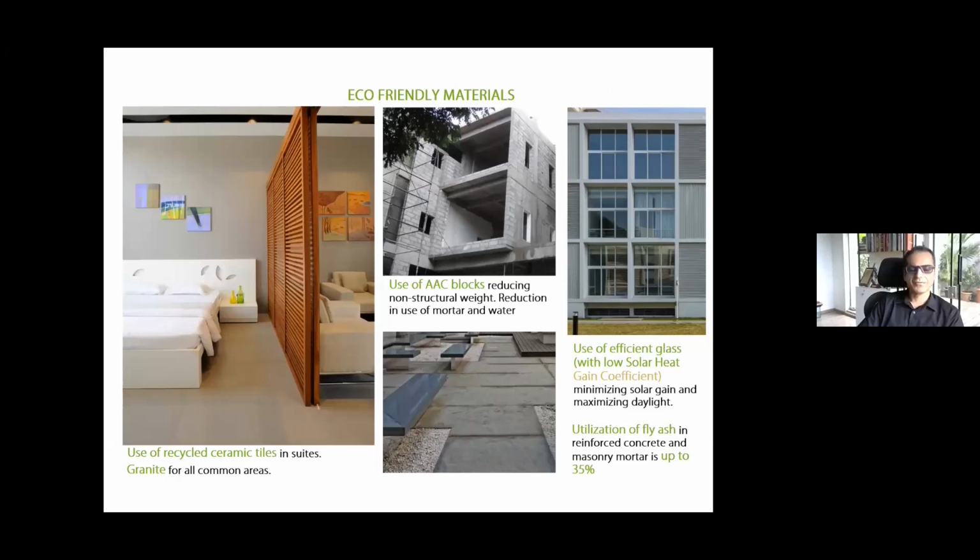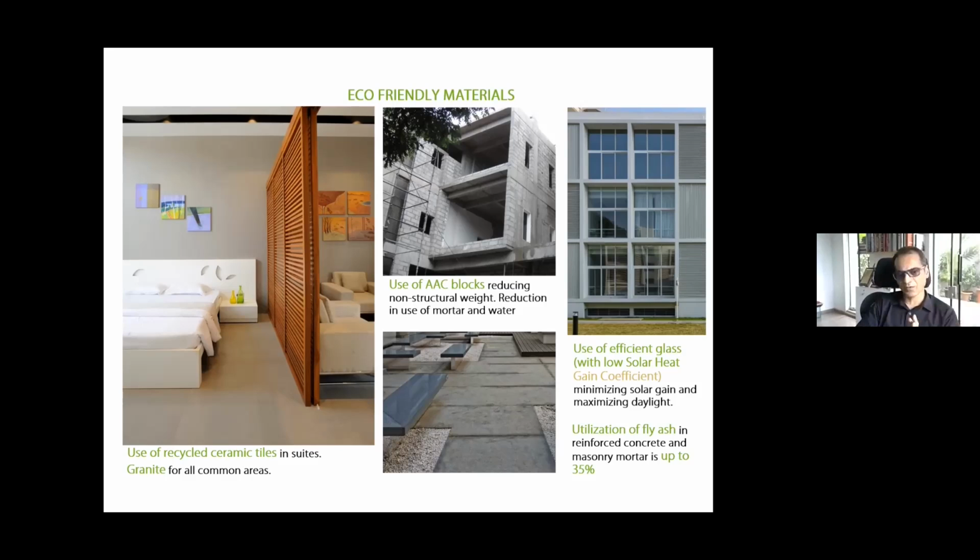Now, if you see the left side image, recycled ceramic tiles are used. Ceramic tiles themselves cannot be green, but recycled ceramic tiles can be used as a green material because of the way they are applied, or because of their application. Then we use AAC blocks, where the cement is reduced by fly ash. So we use a lot of such strategies. That is the front facade of the building.